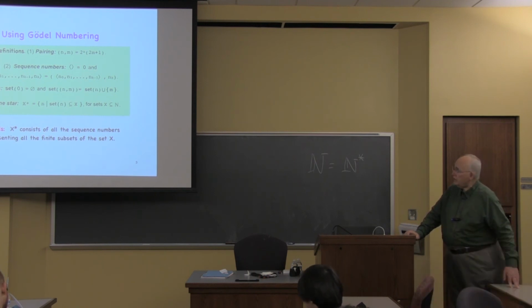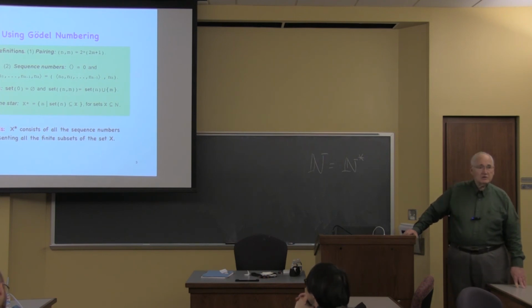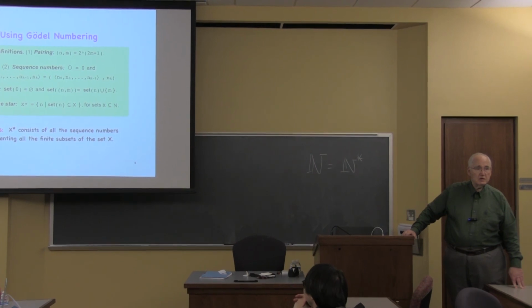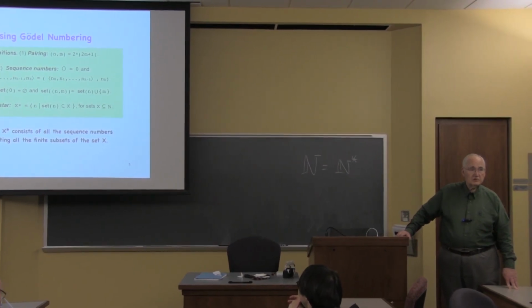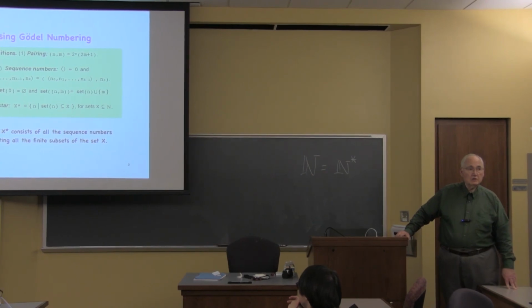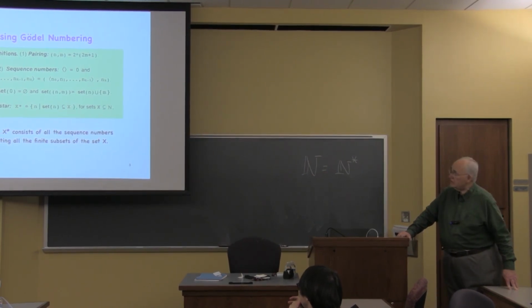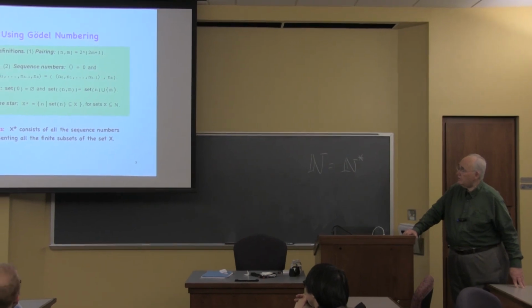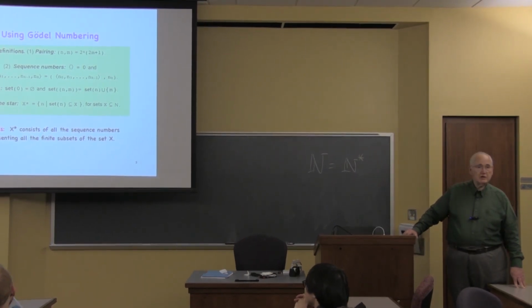And now, the general Kleene star operation here, of which this is a special case: if I have any set of integers, then x star is the set of Gödel numbers of the sequences that represent finite subsets of x. So you can read x star as: I'm thinking in terms of a Gödel number of some finite subset of x, and I can decode it from n there.